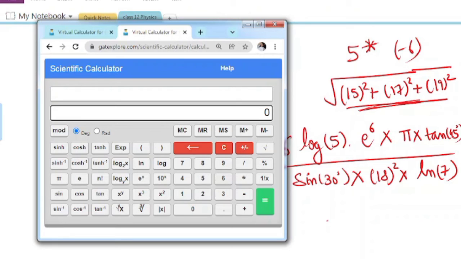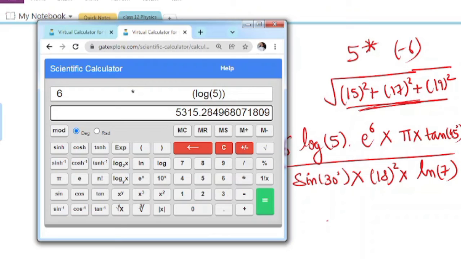6 log 5. 6 multiply log 5. So just take a bracket here, 5, and where is your log symbol? Here it is. Close this bracket. Again multiply e power 6, so just 6 into e. Again multiply, it's 5. Again multiply, it's 10, 45, 45 into 10. You get the value here.